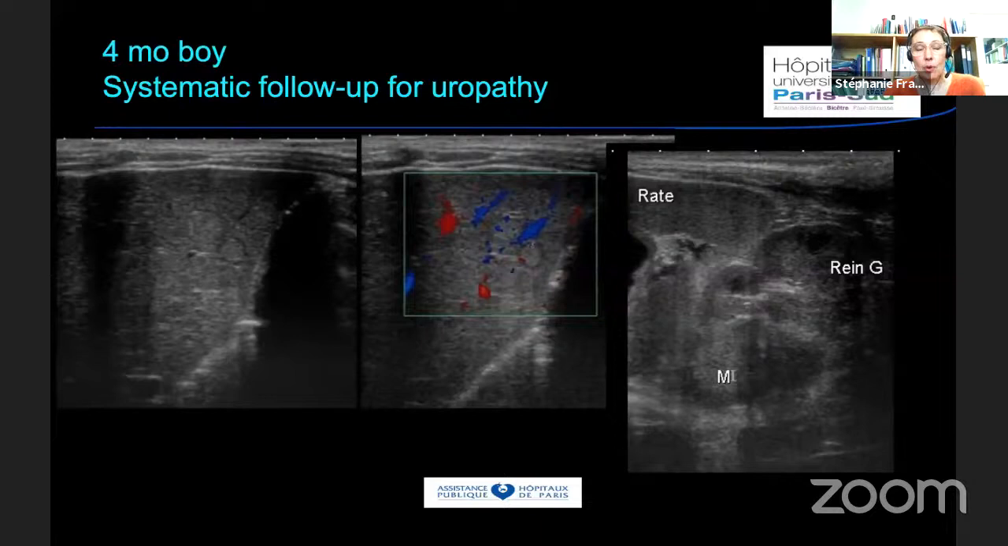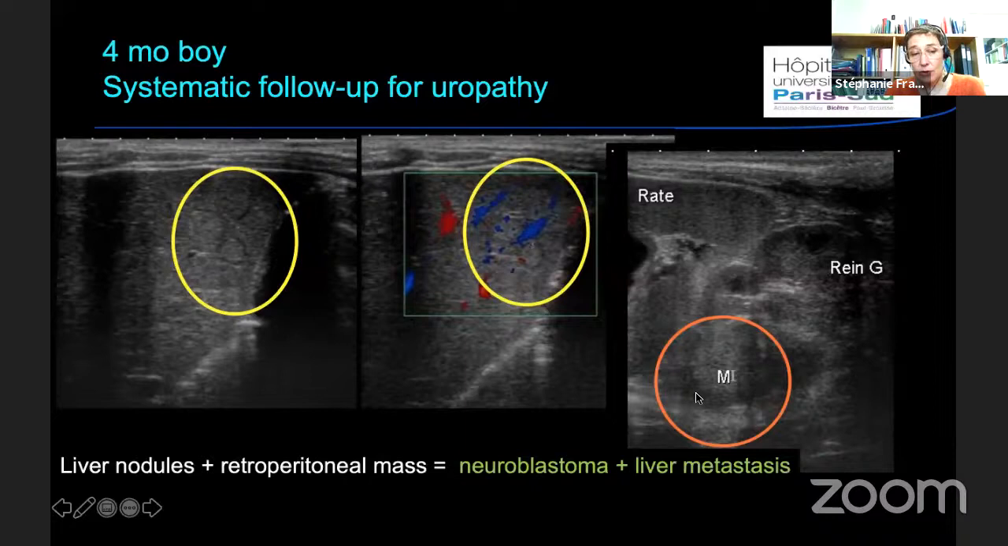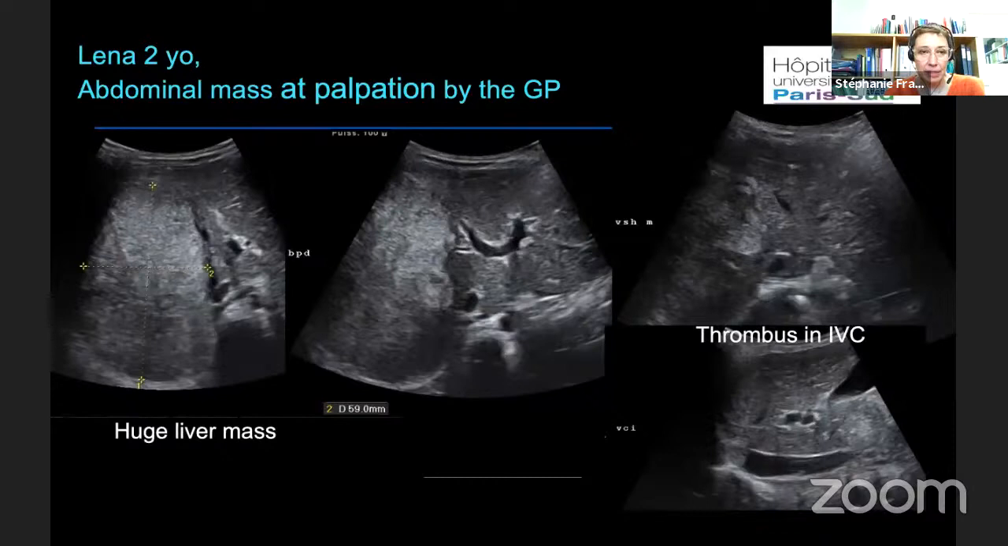Here is a boy who had a systematic follow-up for the uropathy, and you can see that he has small nodules in the liver. And of course, it's not always a hemangioma. And you can see here that there is an adrenal mass. And this was, of course, liver nodules with a retroperitoneal mass. It's a neuroblastoma with liver metastasis. So always check carefully the whole abdomen to check if there is no mass.